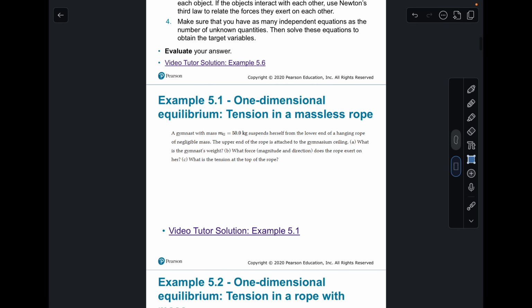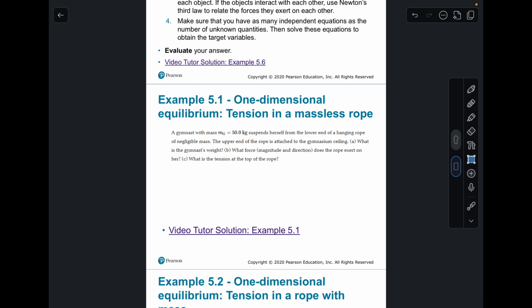So let's do some examples together, and we're going to start off real easy and really work on labeling our free body diagrams. So we have a gymnast with a mass of 50 grams suspending herself from the lower end of a hanging rope. And the rope is of negligible mass, so we're going to ignore the mass of the rope and thus the weight of the rope. The upper end of the rope is attached to the ceiling. And the question is, what is the gymnast's weight?